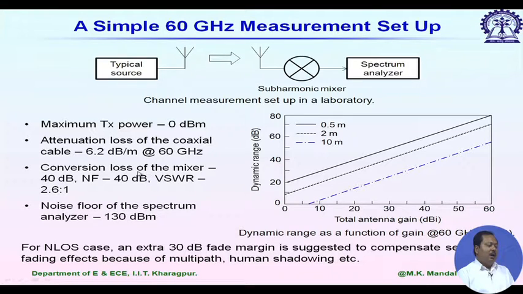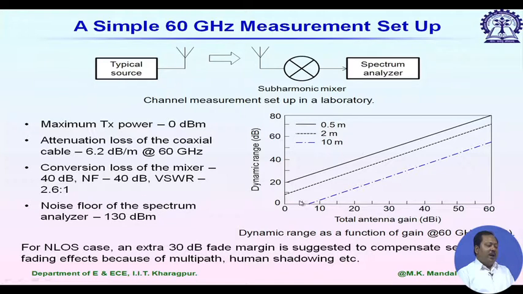We have some different categories of mixer. For them, sometimes it can be improved to even, let us say, 0 dB. Noise figure, since conversion loss is 40 dB, is also 40 dB, and the VSWR of the mixer is given as 2.6:1, and the noise floor of the spectrum analyzer is minus 130 dBm. So, the spectrum analyzer can sense power down to minus 130 dBm at 60 gigahertz.